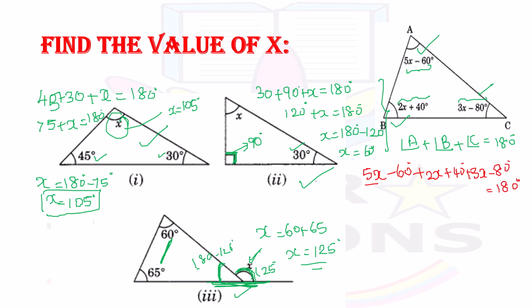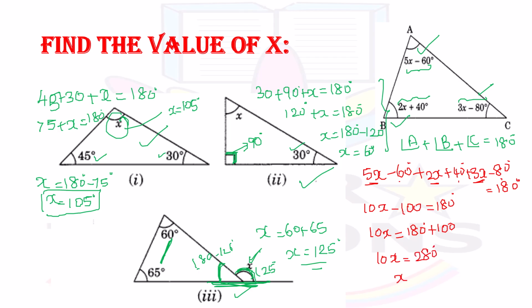So first we will add all the like terms: 5x, 2x, 7x, 3x, 10x. So 10x, and here we have minus 60 minus 80. So it's going to be minus 140. Minus 140 plus 40 is going to be minus 100, equal to 180 degrees. Then we will move this minus 100 to the other side, so it becomes plus 100. So 10x equals 280 degrees.